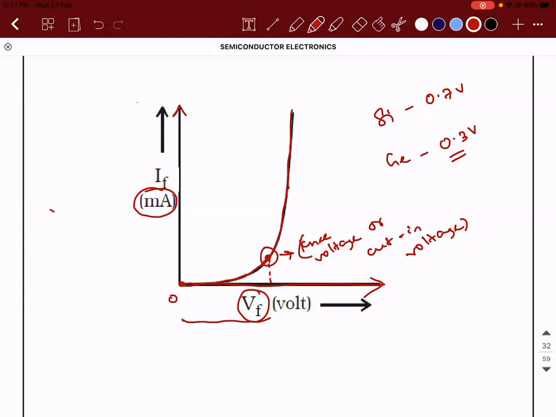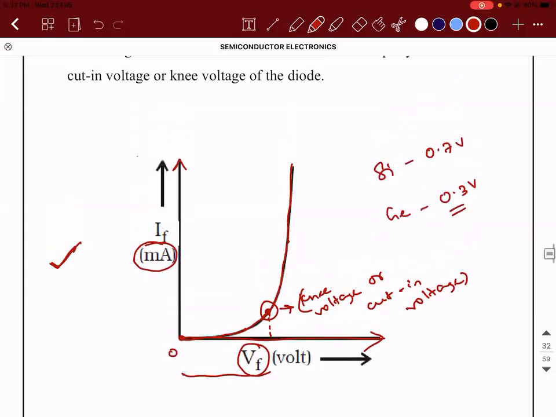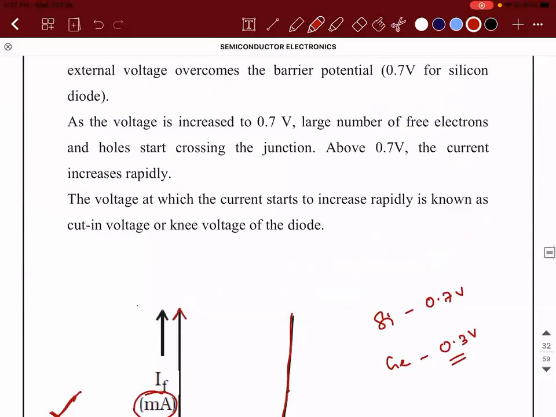Okay, this experiment, I'm sure it will be there in your practicals. So when you do it practically, you will be able to relate to this concept better. Clear?